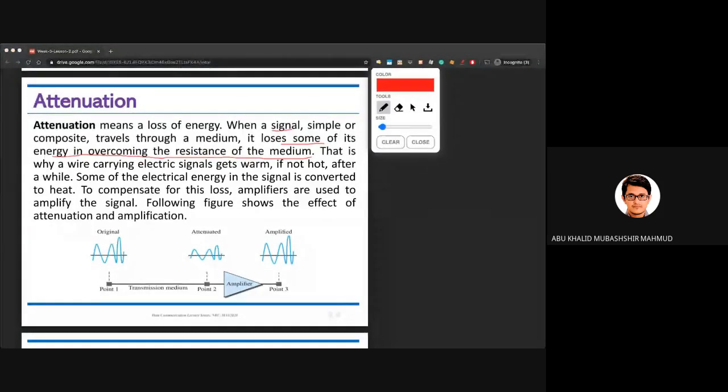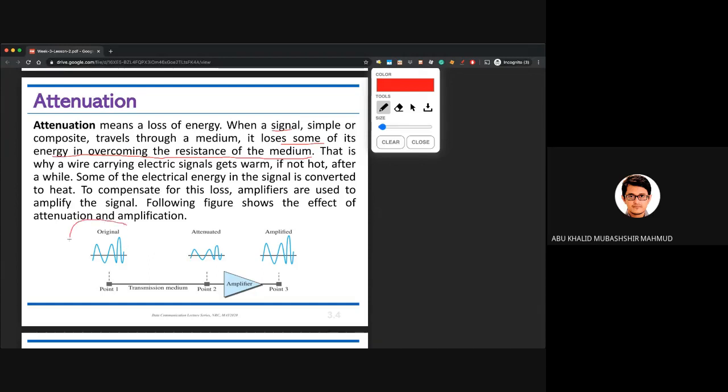Now, some of the electrical energy in the signal is converted to heat. To compensate for this loss, amplifiers are used to amplify the signal. Following figure shows the effect of attenuation and amplification. Now, those who have remembered from your electronics course that amplifier boosts a signal, and it helps in maintaining a specific energy level.